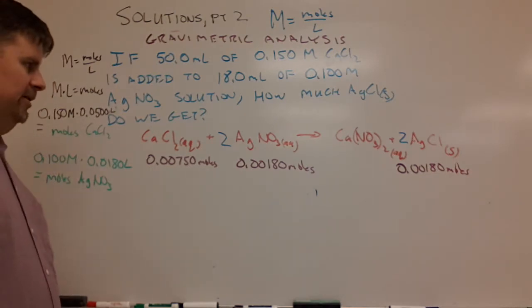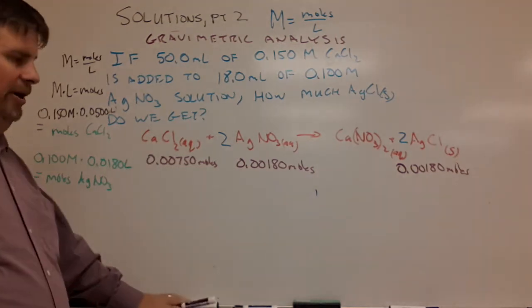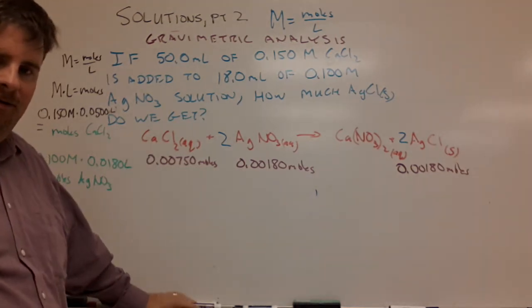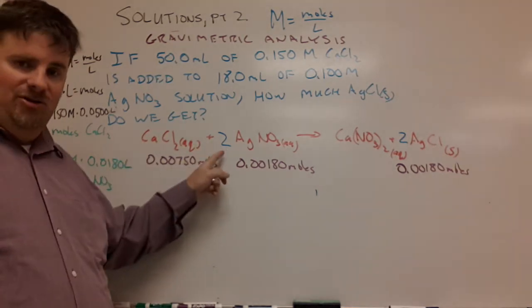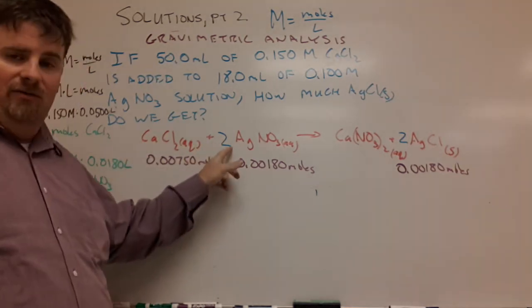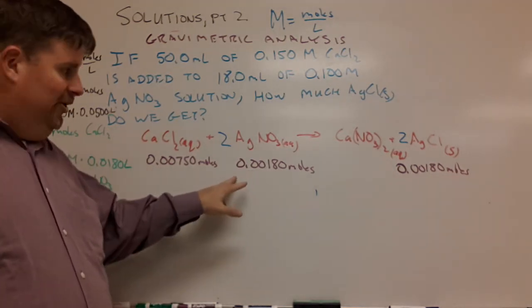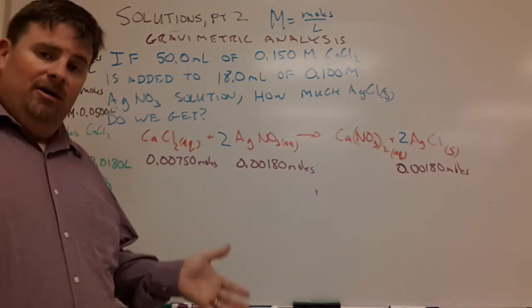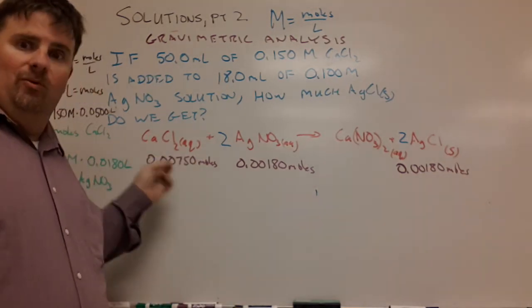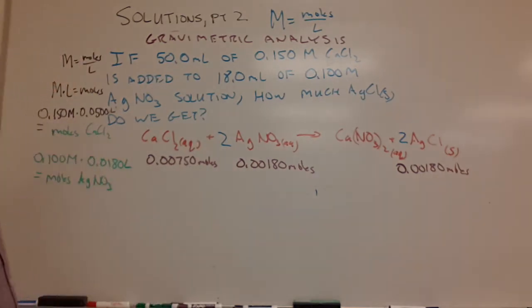Okay? Now just as an academic exercise, how much of the calcium chloride is going to be consumed? Well, the ratio here is 1 to 2. So it takes one of these to consume every two of those. So it's going to be half the amount of moles. So I'm only going to consume 0.00090 moles of the calcium chloride. So I've added way too much at this point. Oh well, it's cheap. That's the good news.